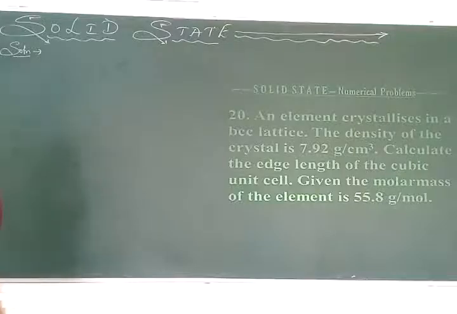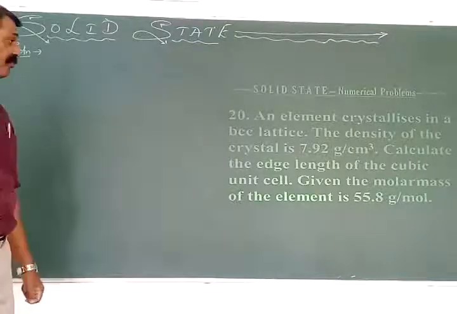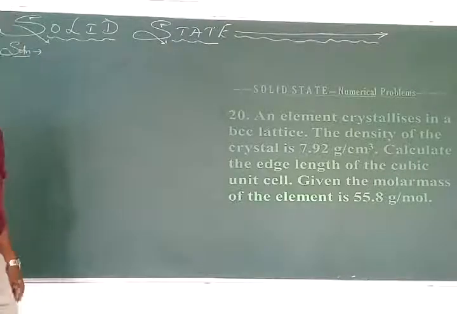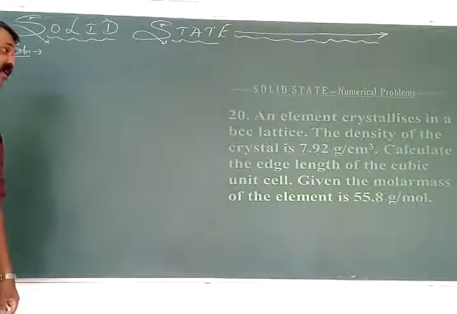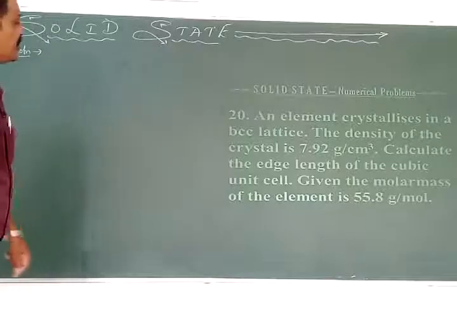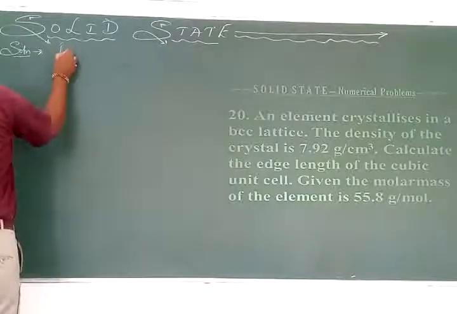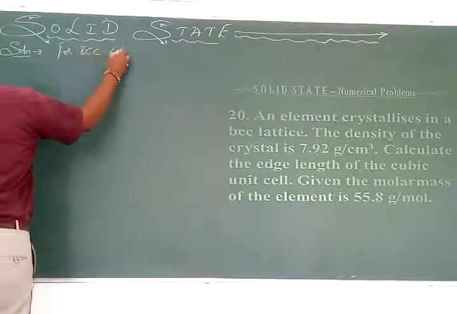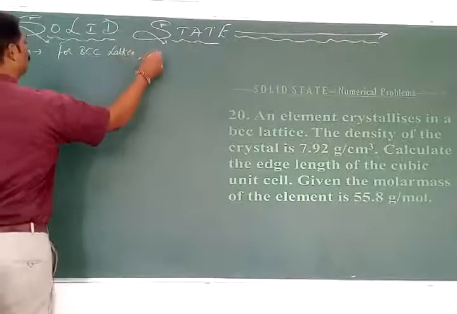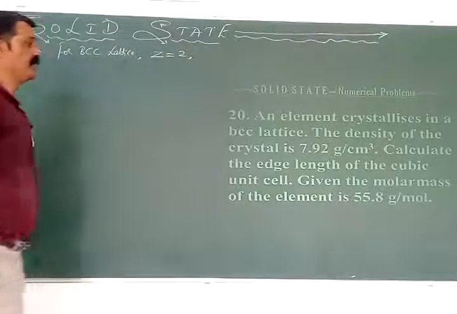An element crystallizes in a BCC lattice. The density of the crystal is 7.92 gram per cm cube. Calculate the edge length of the cubic unit cell, given the molar mass. For a BCC lattice, Z is equal to 2.